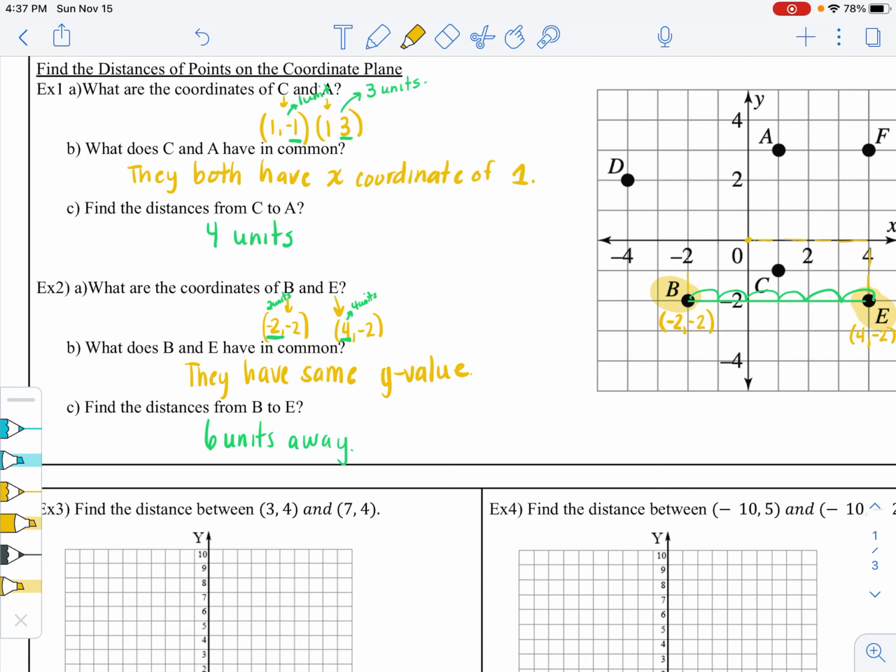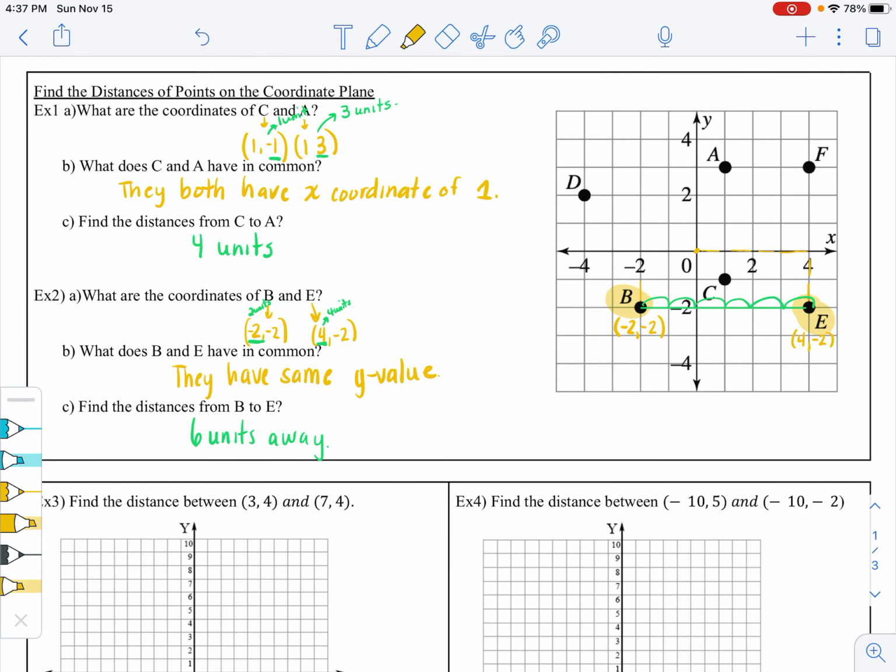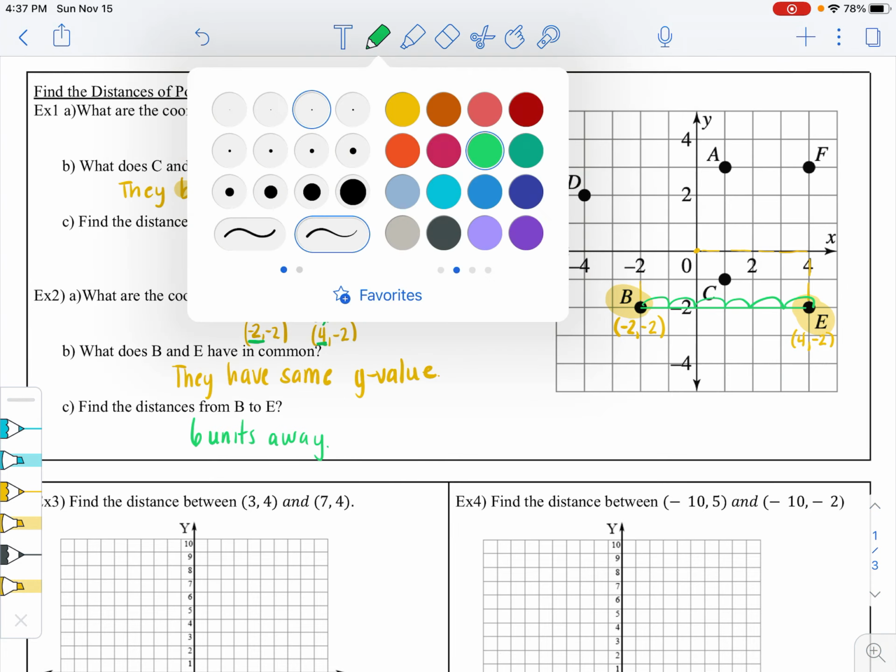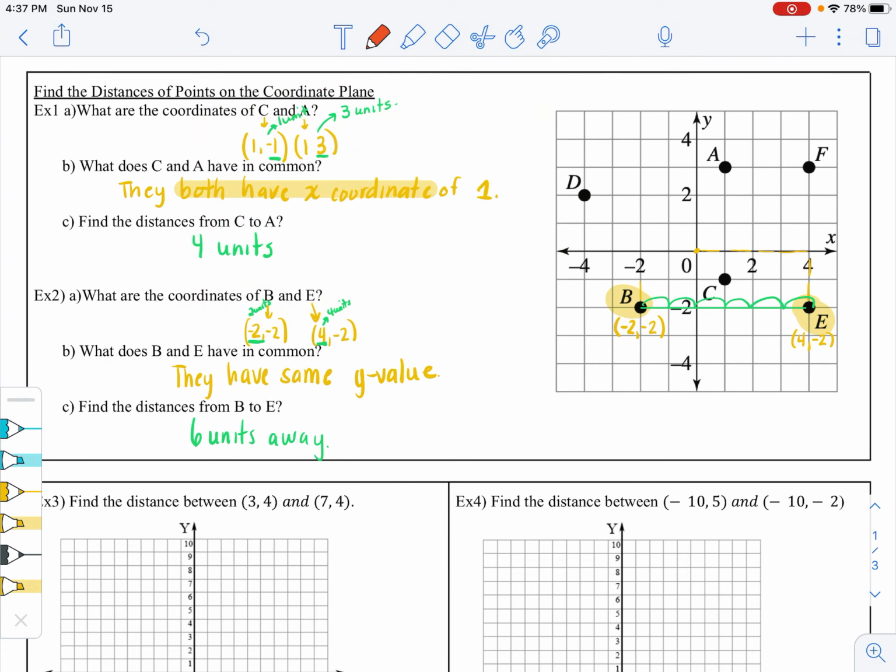Now, let's just look at one other thing. When they both have the same x coordinate, like A and C here, that formed a vertical line. When they have the same x coordinate, it's going to form a vertical line. When they have the same y coordinate, that is always going to form a horizontal line.